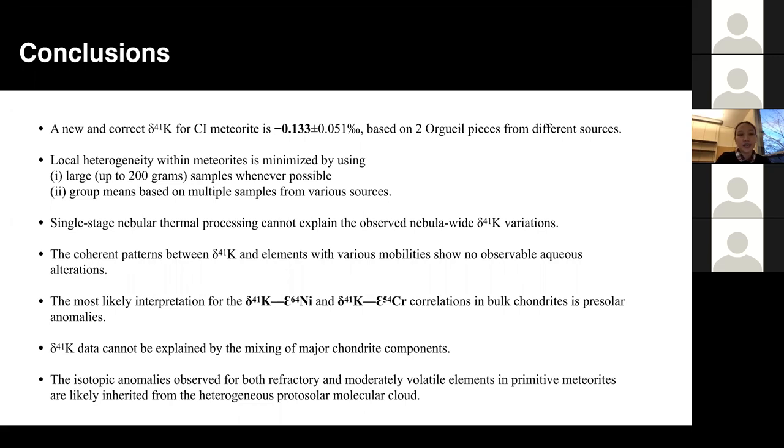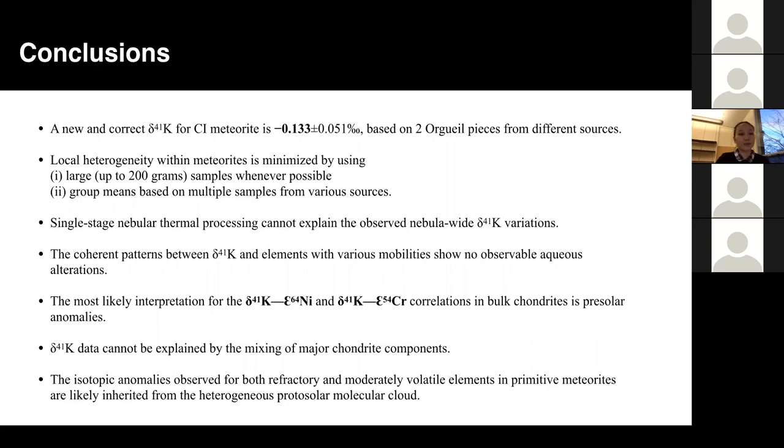And we conclude that single-stage nebula thermal processing cannot explain the nebula-wide potassium isotope variations. Then the coherent patterns between potassium isotope and elements with various mobility support that there is no observable aqueous alteration that could affect our measurements. The most likely interpretation for the potassium-nickel and potassium-chromium correlations in the bulk meteorites is protosolar anomalies, and the data cannot be explained by mixing different components.